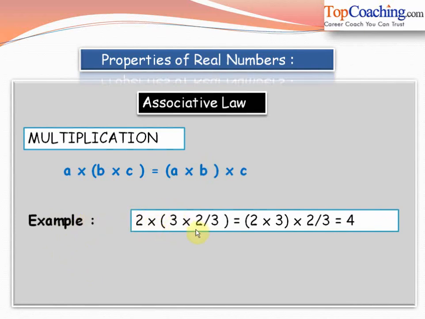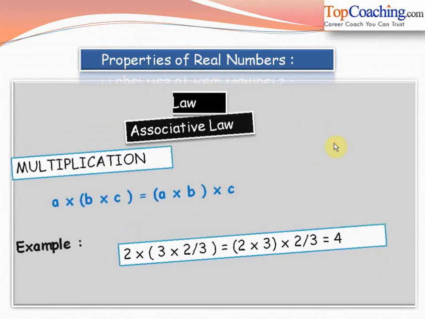2 cross 3 cross 2 by 3 would be equal to 2 cross 3 cross 2 by 3. Now, if we look at the LHS, this 3 and this 3 get cancelled, and what we get finally is 2 cross 2, which is equal to 4. And here, if we see the result, we get 2 cross 3, which is 6, into 2 by 3 would be equal to 4. Thus, LHS is equal to RHS, and all are equal to 4. Therefore, the associative law of multiplication holds for real numbers.